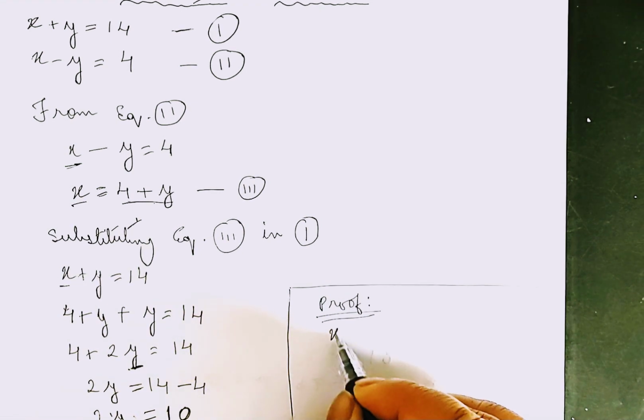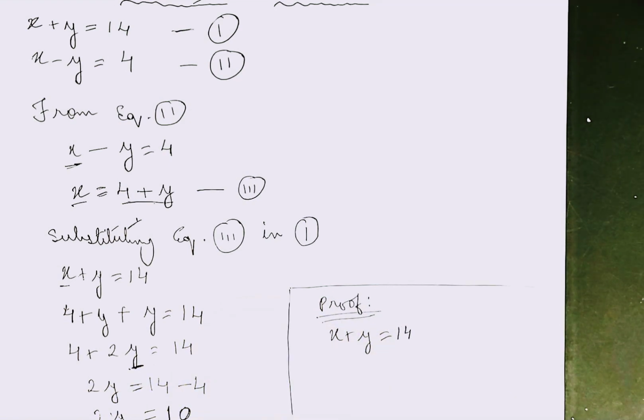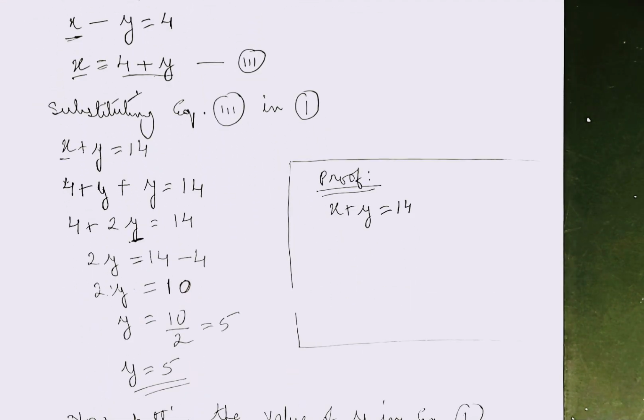Now say, proof x plus y is equal to 14, you know. Now, what was the value for x you got? The value for x was 9, right? Okay, now the value for x was how much?